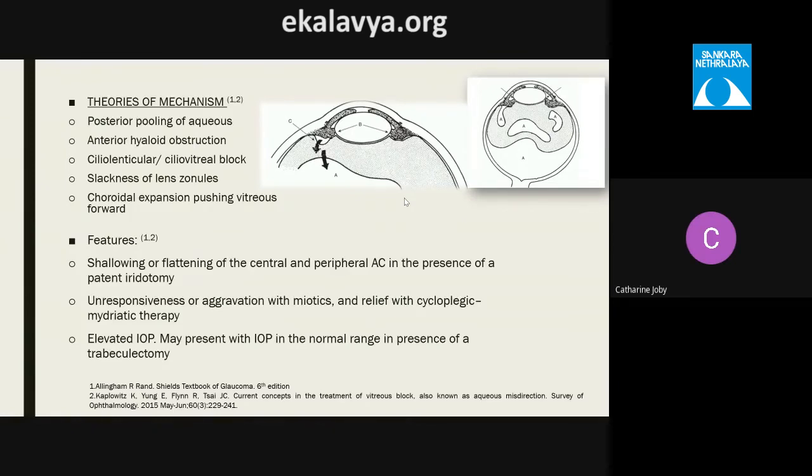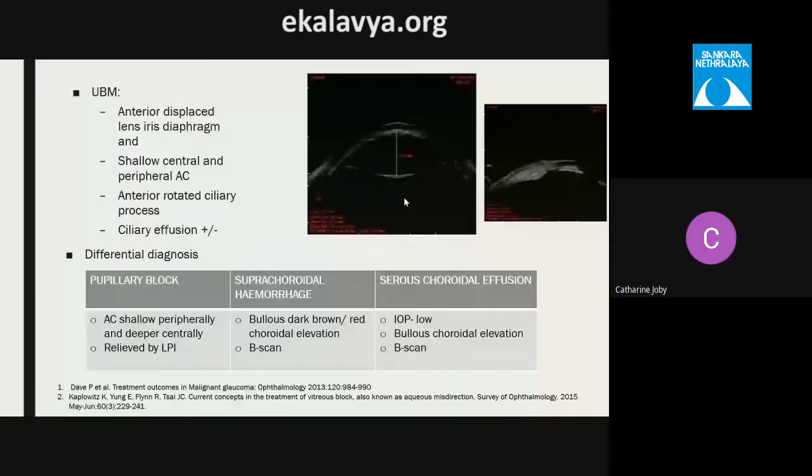The features of aqueous misdirection: there will be shallowing or flattening of the central and peripheral anterior chamber in the presence of a patent iridotomy. Those patients will be unresponsive, or the symptoms aggravate with miotics, and will be relieved with cycloplegic or atropine therapy. Most patients present with elevated intraocular pressure, and in case of trabeculectomy, some patients may present with normal or lower IOP. Ultrasound biomicroscopy shows anteriorly displaced lens iris diaphragm, shallow central and peripheral anterior chamber, and anteriorly rotated ciliary processes; ciliary effusion may or may not be present.